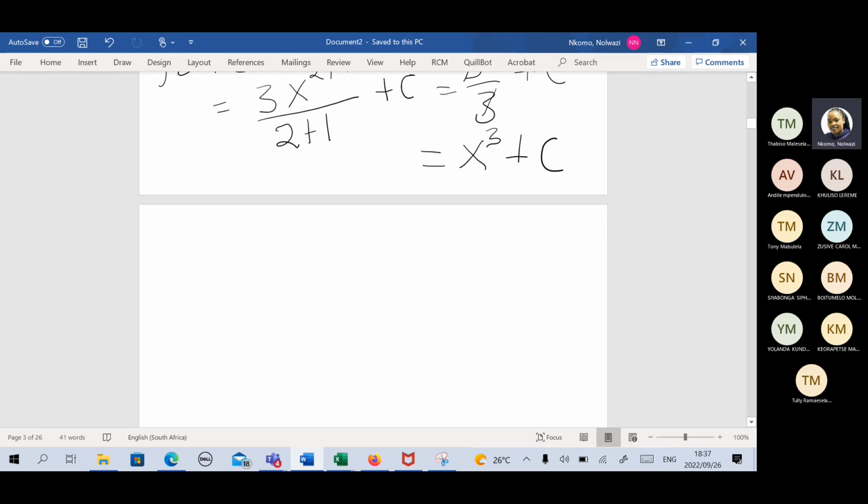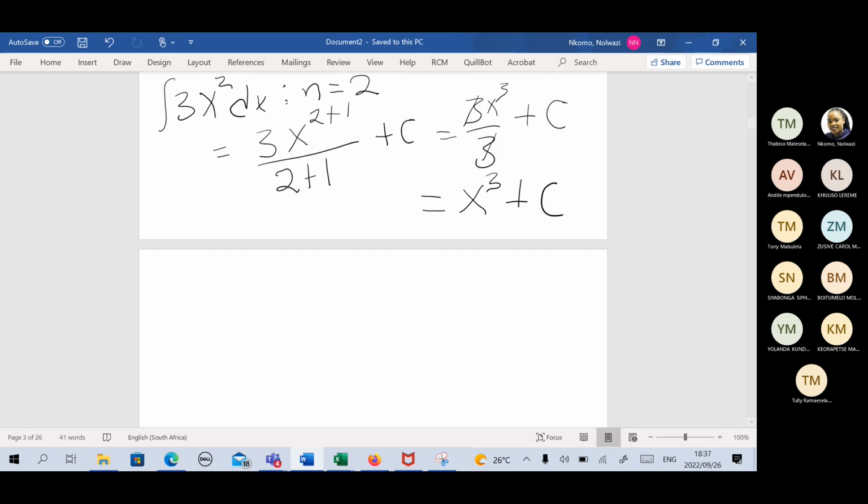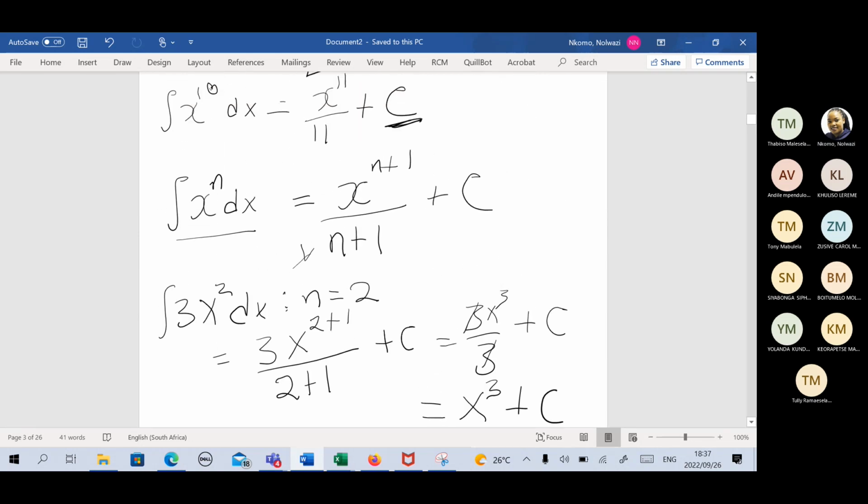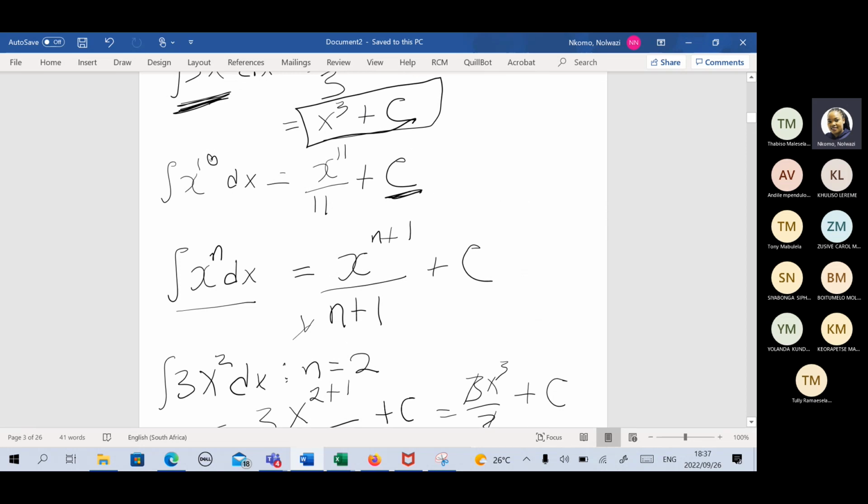And again, this rule only applies where n does not equal minus 1. Okay, let me add here: only where n does not equal minus 1.